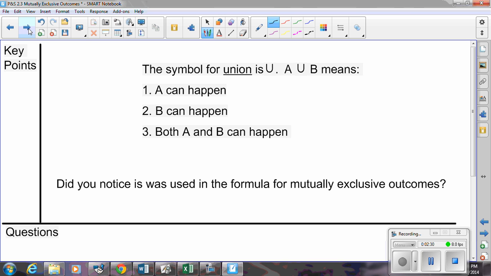Did you notice that this symbol was used in the formula for mutually exclusive? Well, this symbol that looks kind of like an upside down U means union. Whenever you see this upside down U symbol for union, it means the first thing could happen, or the second thing could happen, or they could both happen at the same time. Any one of these possible things is used for a union.